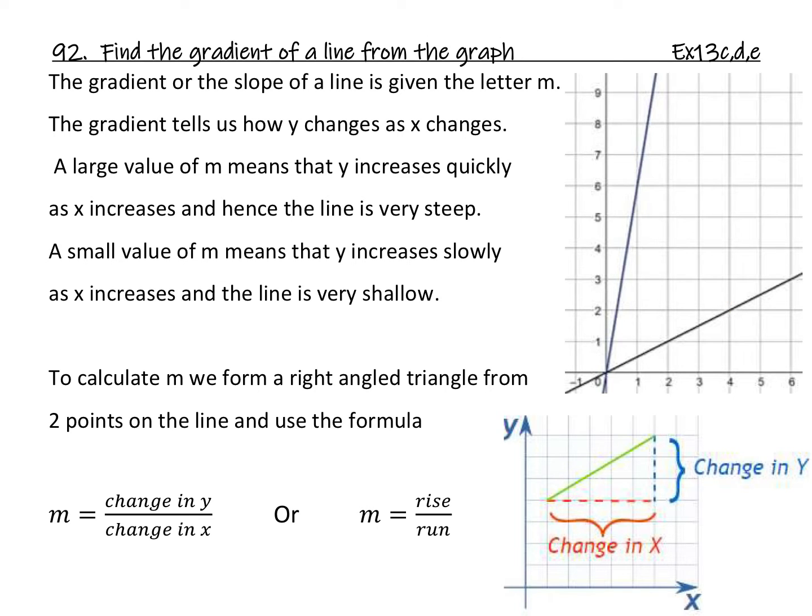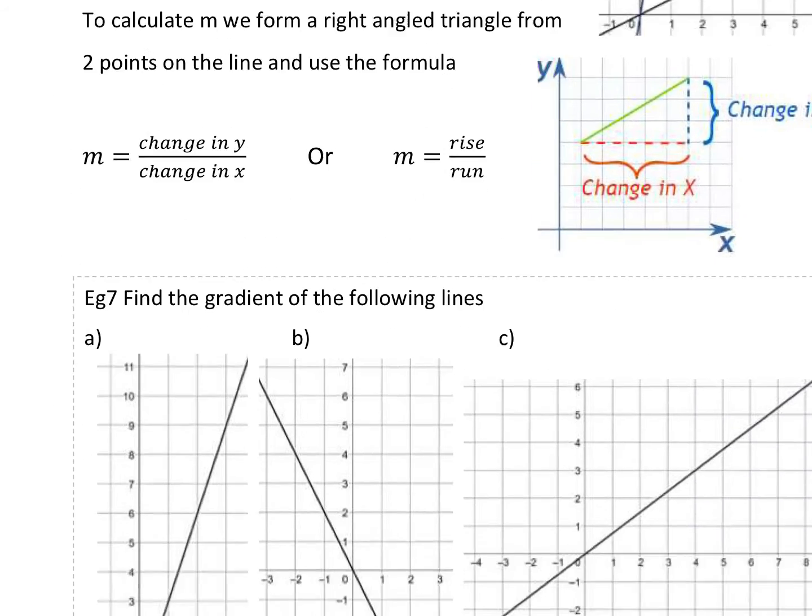To calculate m, we form a right angle triangle from 2 points on the line and use the formula. One of these two, whichever you prefer, which your teacher used. So m is defined to be the change in y divided by the change in x, or the rise divided by the run. If we've got a line, you can make a right angle triangle. You measure this rise, the change in the y values, and divide it by this run, the change in the x values. Let's have a go at that in these examples.